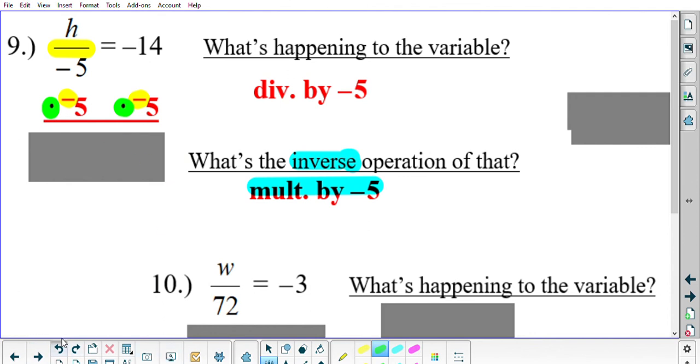Oh, is there any subtraction to make adding the opposite? No, there is no subtraction on number 9, just like there was no subtraction on number 7, because this was a multiplication or division problem. There was no subtraction on it. So there's nothing to make adding the opposite.